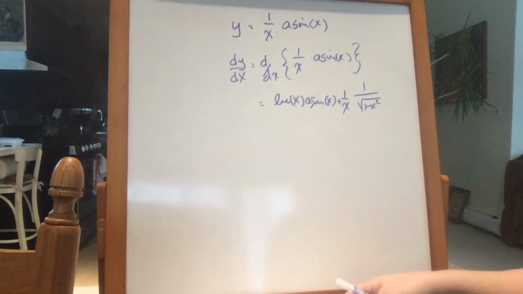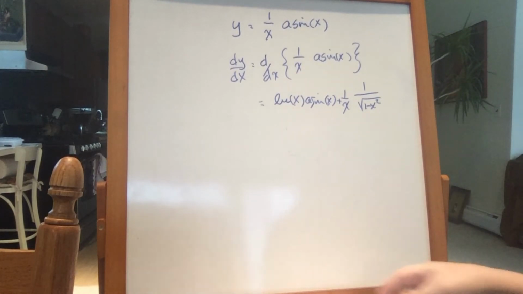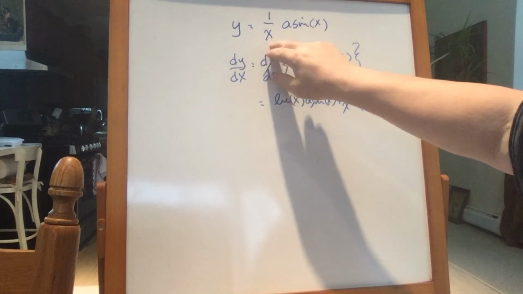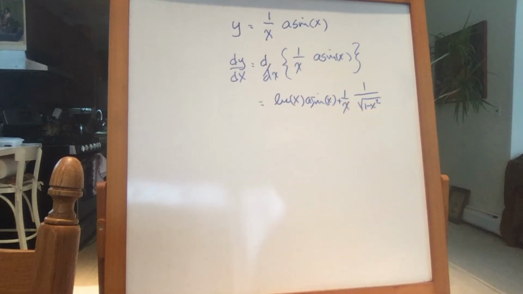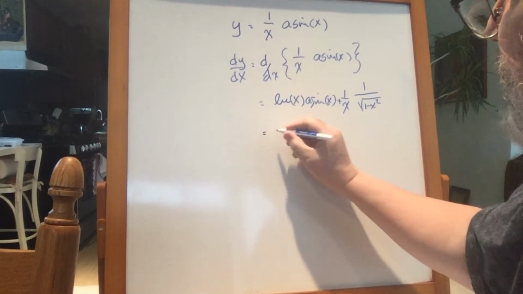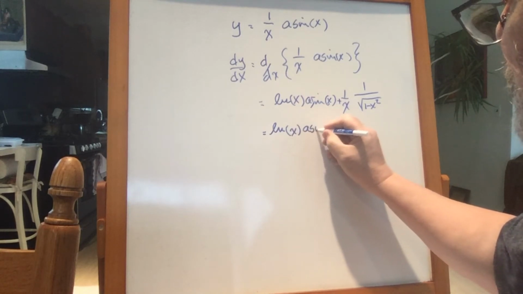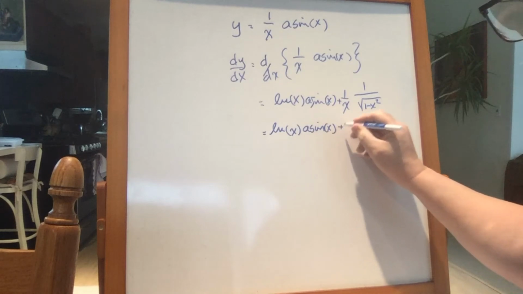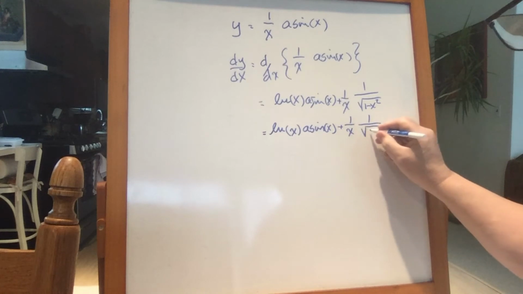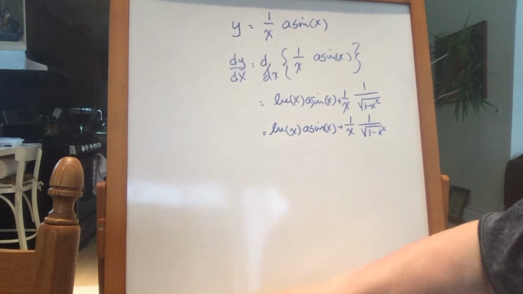Okay, so basically we just used the product rule we learned the other day. You take the derivative of the first times the second, plus the derivative of the second times the first. And that's what this is. I didn't write that very neatly, so let's rewrite it. That's the natural log of x times the arc sine of x plus 1 over x times the square root of 1 minus x squared. That's a little easier to read than this.